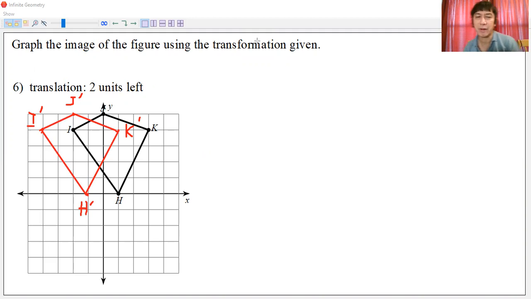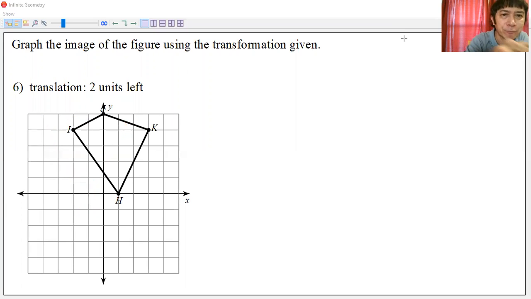2 units left. Okay. So without computation, you should be able to do that when you're familiar with this procedure already. But I prefer the computed value because that's a lot more accurate. All right. So let's go to the next one.